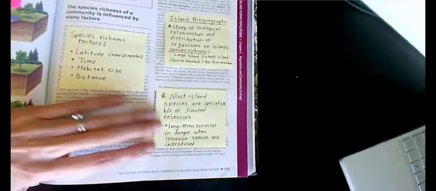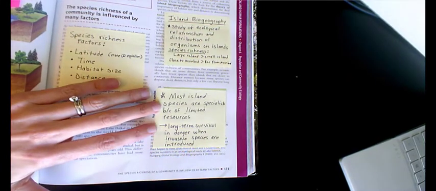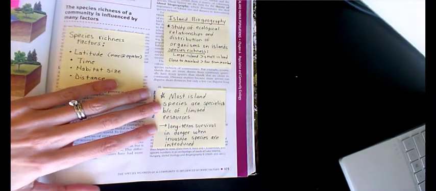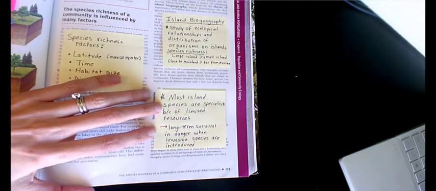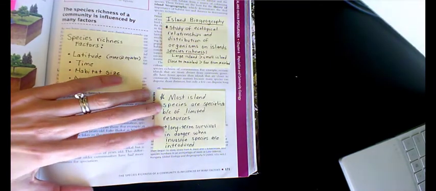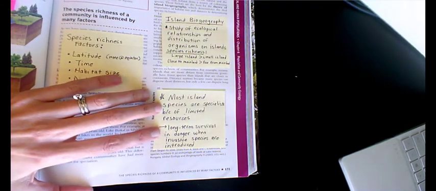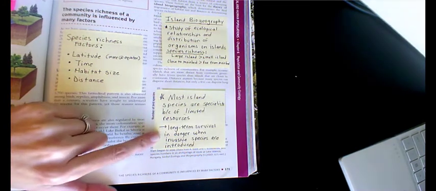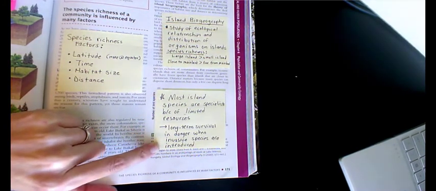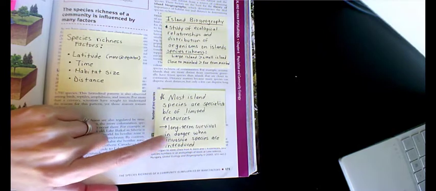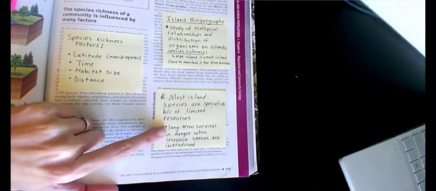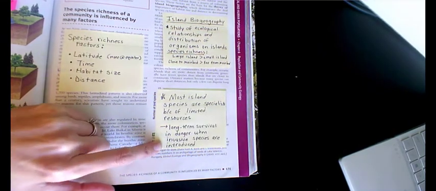Now, most island species are specialists because of the limited resources. I mean, they're stuck on an island, and so they usually end up being specialists for that particular area. But their long-term survival of island species is in danger when and if invasive species are introduced, because we know that invasive species typically are selected generalists. And that is it.